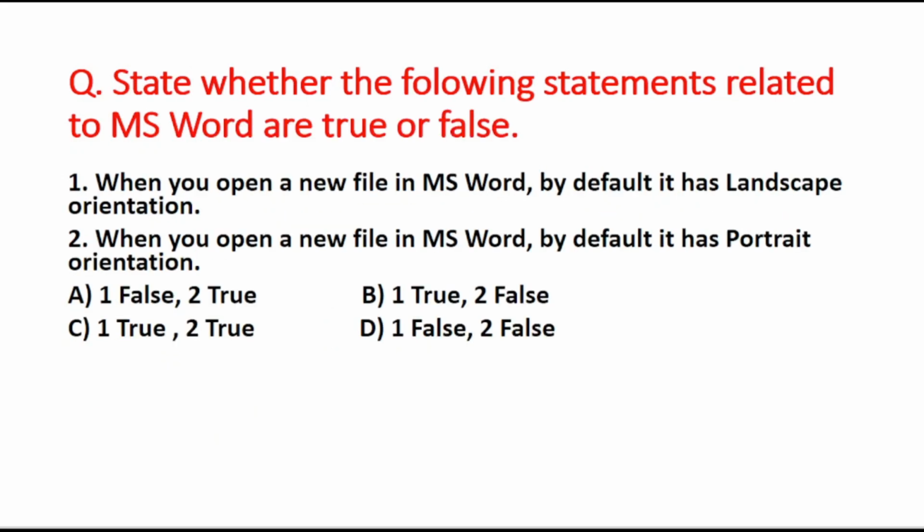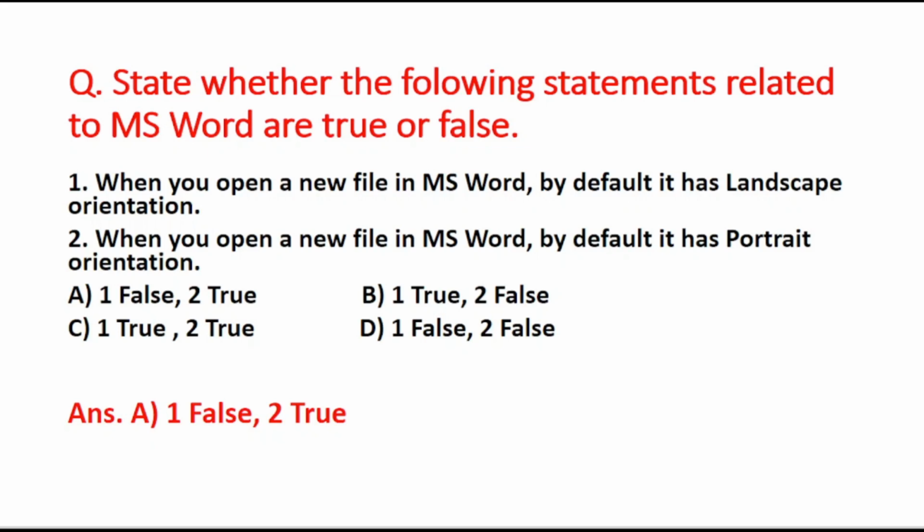So now the next question is, state whether the following statements related to MS Word are true or false. First statement is, when you open a new document, new file in MS Word, by default it has landscape orientation. And the second statement is, when you open a new file in MS Word, by default it has a portrait orientation. So here are the four codes. So the correct one is option A, that is 1 false, 2 true. It means in MS Word when you open a new file, वो by default जो है portrait orientation में open होती है. So that's why 1 is false and second statement is true.